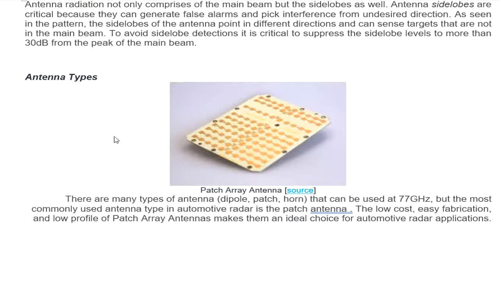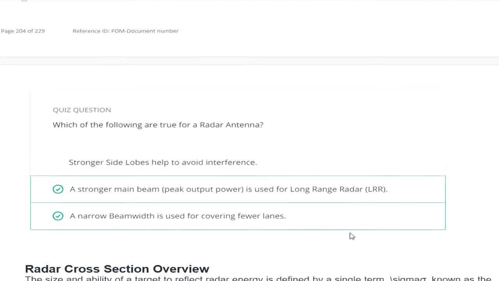About the antenna types, there are many types of antennas, such as dipole, patch, and horn, that can be used at 77 GHz. The most commonly used antenna type in automotive radar is the patch antenna. Low cost, easy fabrication, and low profile make the patch array antenna the ideal choice for autonomous radar applications.